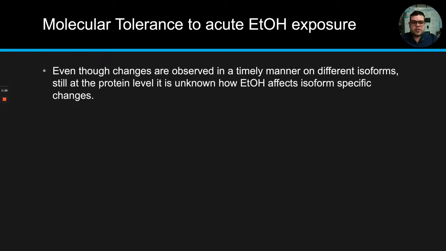So the gap in our knowledge would be the following. Even though we know that there are changes, and these changes are dependent on time, and they are also dependent on the type of isoform that we are working with, there is still a gap in the knowledge on how this ethanol exposure is going to affect the protein levels, and, when we talk about the specificity of this isoform, how these protein levels change after such exposure.